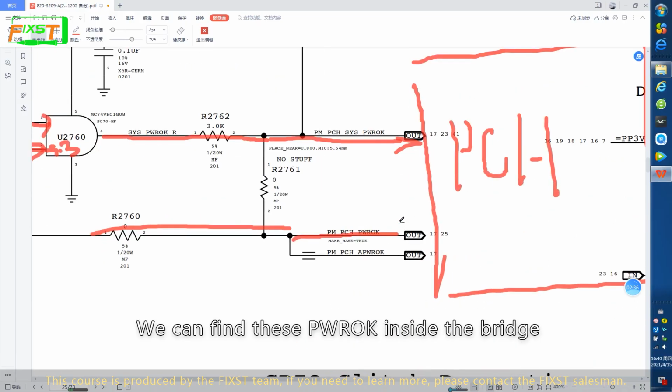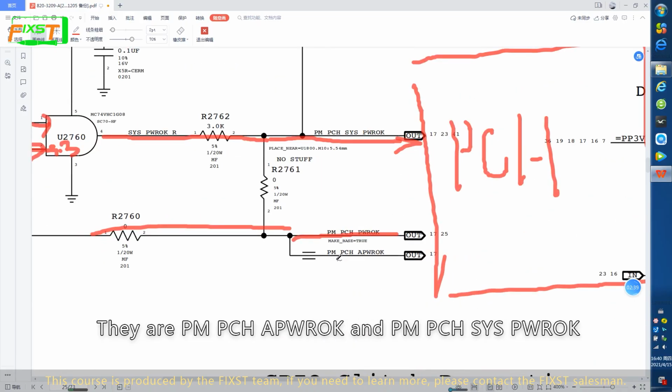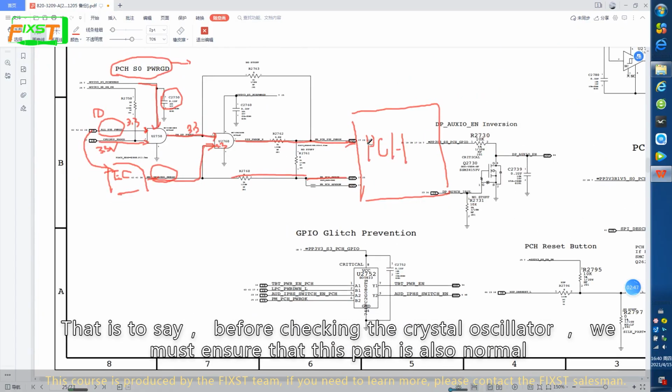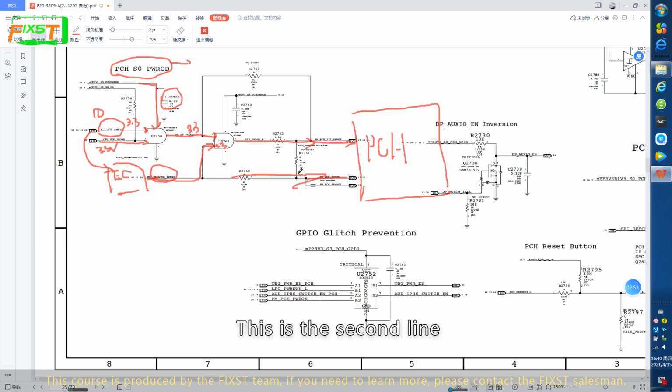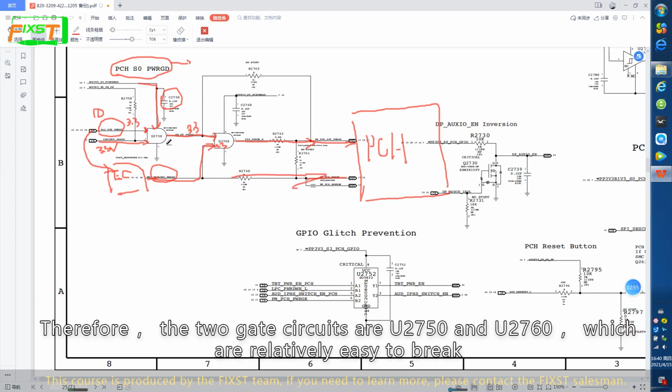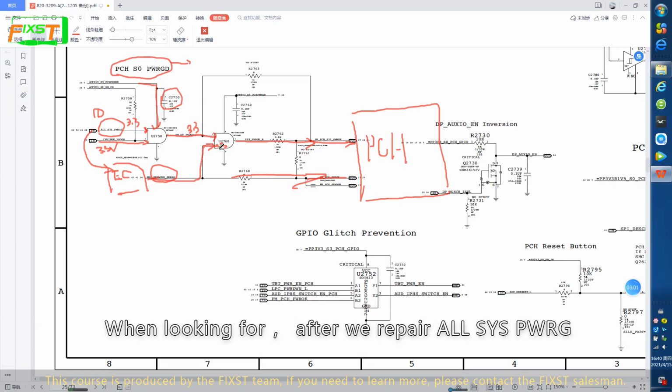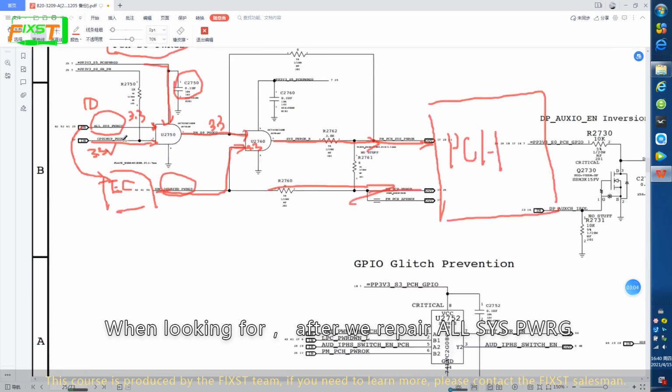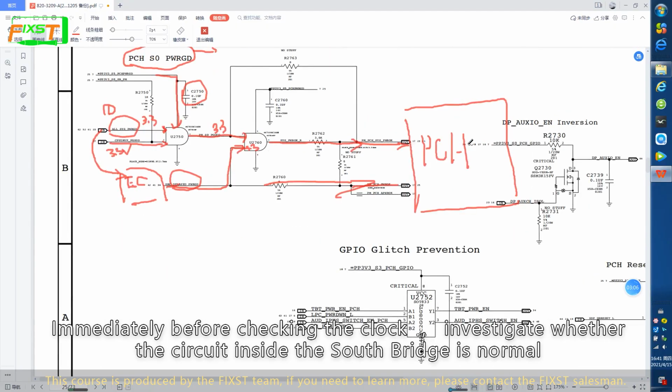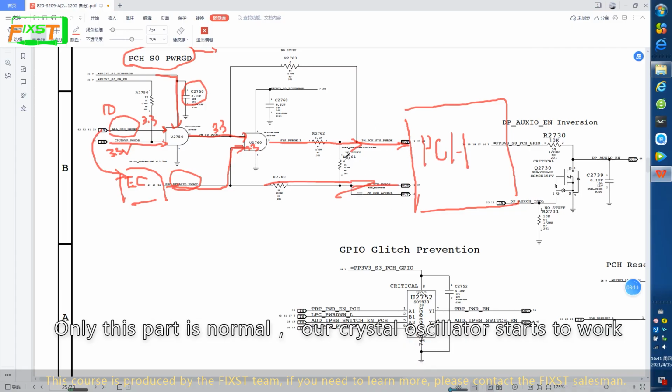We can find this PWROK inside the bridge. There are PM_PCH_APWROK and PM_PCH_SYS_PWROK. That is to say, before checking the crystal oscillator, we must ensure this line is also normal. This is the second line. Therefore, the two gate circuits U2750 and U2760 are relatively easy to break. After we repair the all system power good signal, immediately before checking the clock, investigate whether the circuit inside the Southbridge is normal. Only when this part is normal does our crystal oscillator start to work.